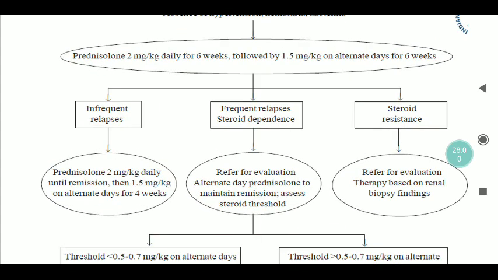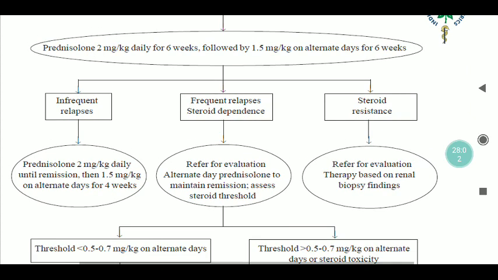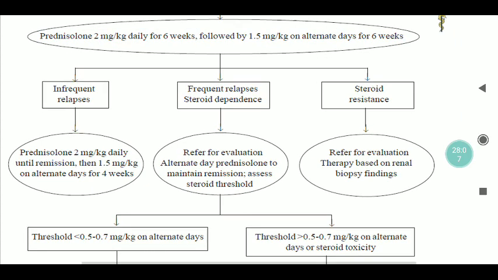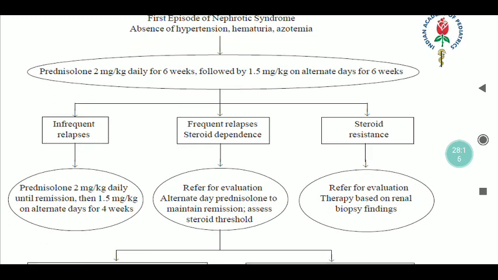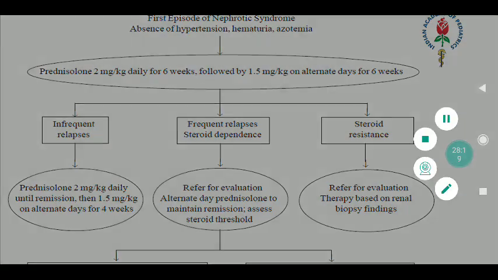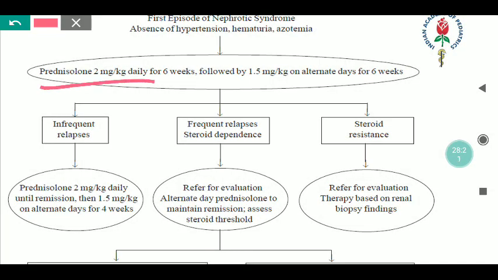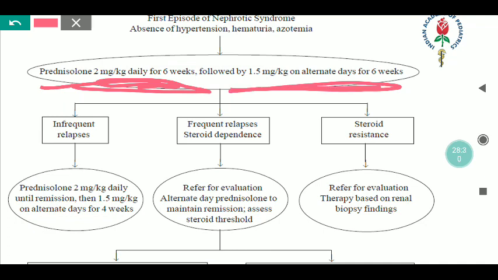If infrequent relapse, you continue one more round of treatment. If frequent relapse, you refer to a higher center where a more detailed evaluation needs to be done, and maintain the child on alternate day steroid. If the child is in steroid resistance, refer immediately because a biopsy needs to be done. For an undergraduate, if you remember this much, it's more than enough. Just keep in mind the treatment is prednisolone 2 mg per kg daily for 6 weeks, followed by 1.5 mg per kg on alternate day for another 6 weeks. So totally it is a 12-week treatment.